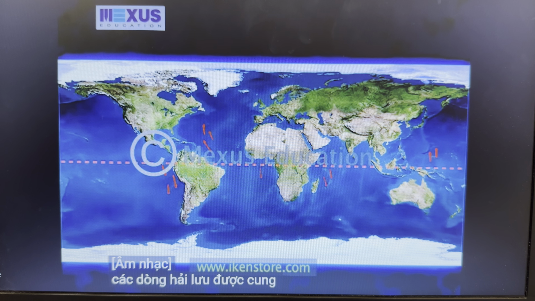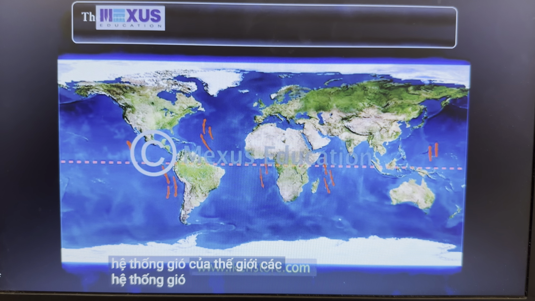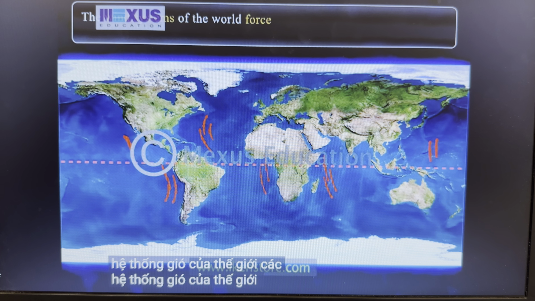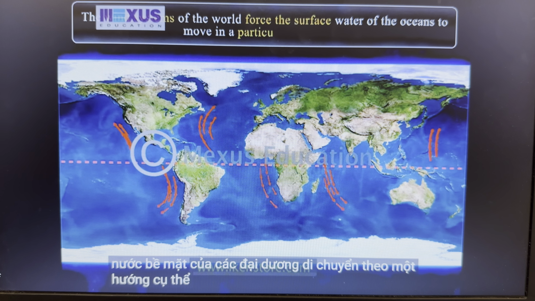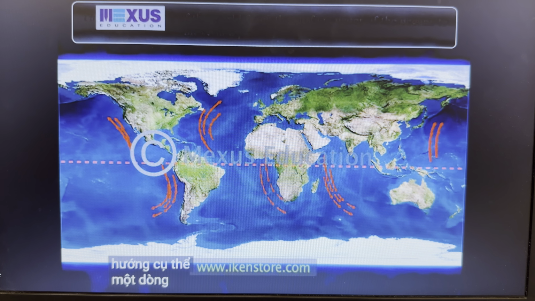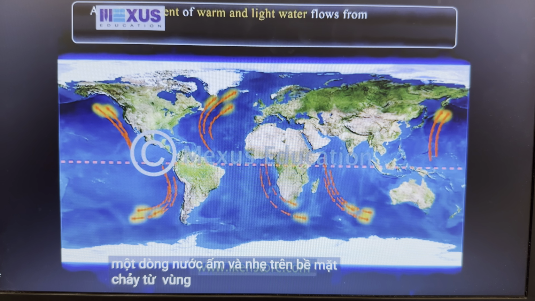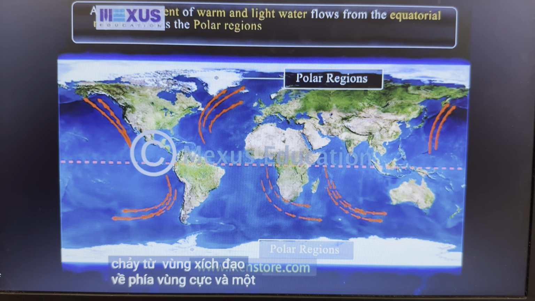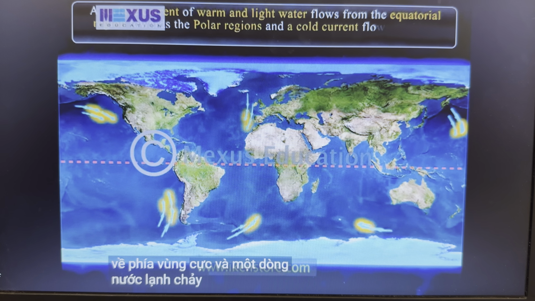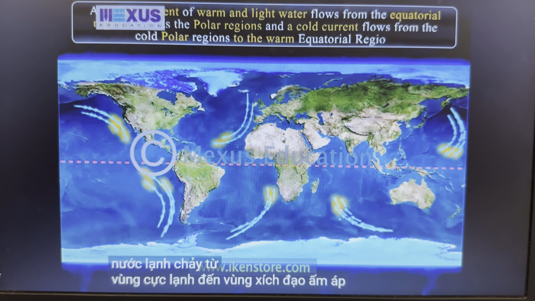Ocean currents are powered by the wind system of the world. The wind systems of the world force the surface water of the oceans to move in a particular direction. A surface current of warm and light water flows from the equatorial region towards the polar region, and a cold current flows from the cold polar regions to the warm equatorial region.